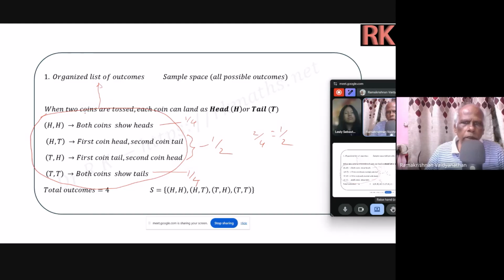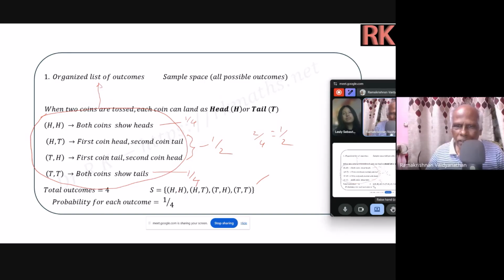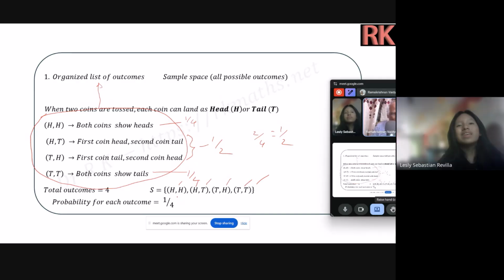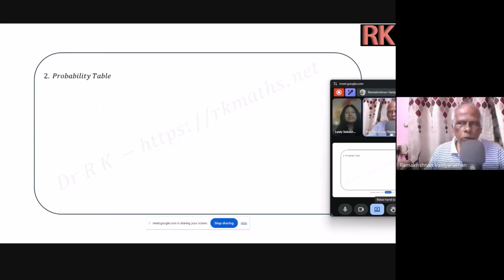Now I will tell you tables. This is what is called a set. I told you in the beginning. You know what is a set? All the items include HH, HT, TH, TT. Paired coordinates. Are you able to link that? Now, domain and range put together.